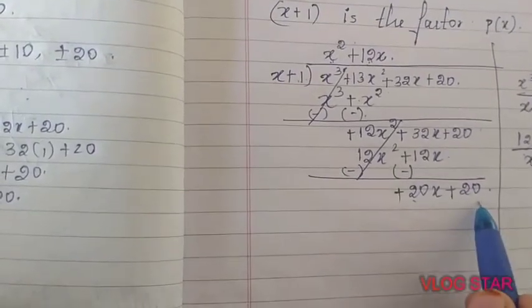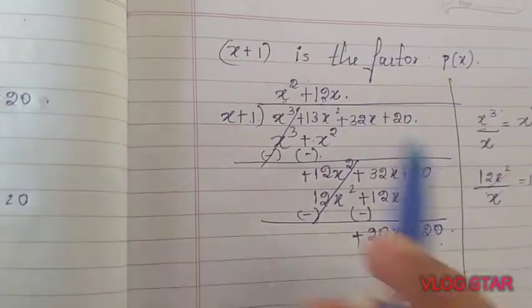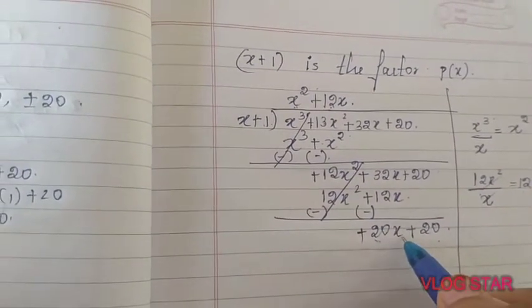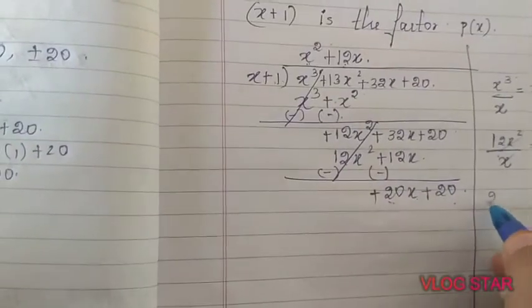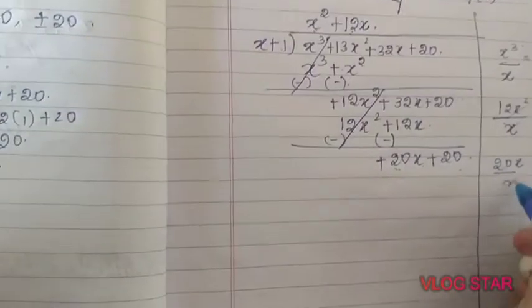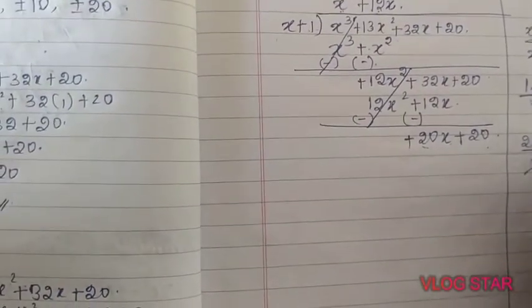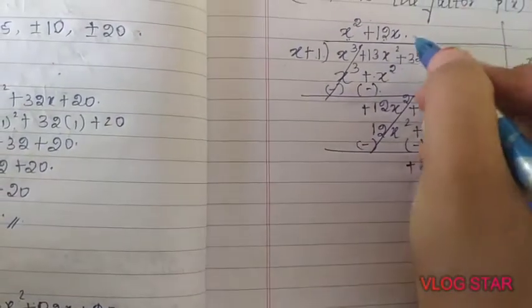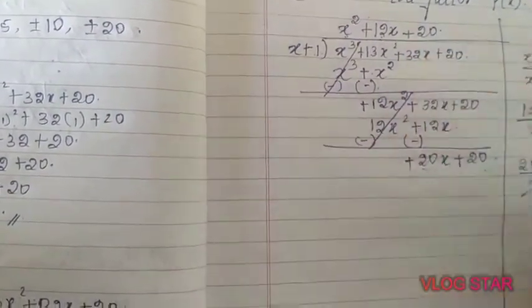So now the next step is what? Again you have to consider this as the new dividend and this as your divisor, right? So now what you have to do? Plus 20x divided by x. So 20x divided by x, x and x will get cancelled, and what is remaining? 20. Okay, so this 20 is your third term of the quotient.